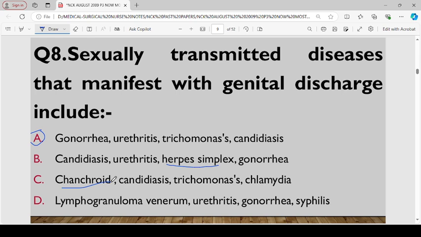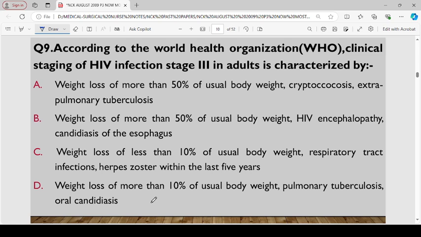D, we have lymphogranuloma venereum, urethritis, syphilis, and gonorrhea. Of course, syphilis, we know this one is normally associated with painless ulcers, so it's not a discharge here. And lymphogranuloma venereum is normally associated with swollen lymph nodes. So that makes option A the most appropriate one.